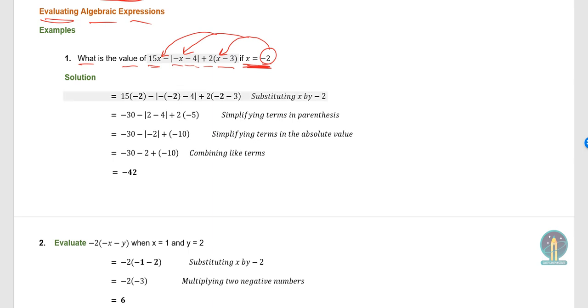Okay, so what do we get? We get 15x, so just plug in negative 2 for x, right? Minus the absolute value of negative x. So keep in mind, x is negative 2, but then there's an extra negative sign, so you also have to carry it over. Do not get confused with this. So it's negative of negative 2, right? Because I have negative x, and the x part by itself is negative 2. So negative, negative 2, minus 4, plus 2 times x, which is negative 2 again, and then minus 3.